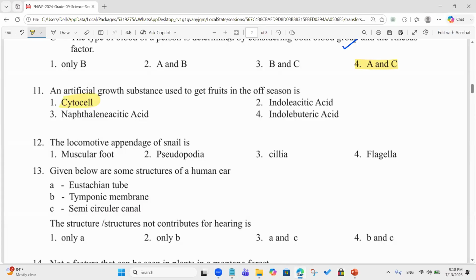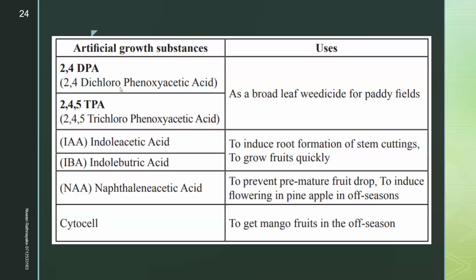So there are several plant growth substances, and especially the artificial plant growth substances are used for this kind of activities. You may remember 2,4-D and 2,4,5-T, broadleaf weedicides, IAA, IBA. They are used to induce root formation of stem cuttings and to grow fruits quickly. And naphthalene acetic acid, NAA, is used to prevent premature fruit drops, to induce flowering in pineapple in the off season, and to get mango fruits in the off season, right?